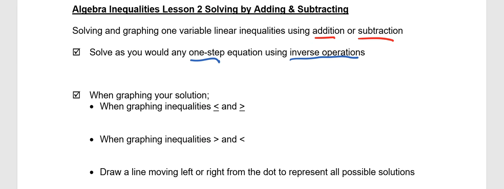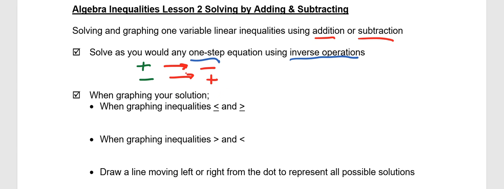So don't forget, if we have addition already, then the inverse of that is naturally subtraction. And if we have subtraction, then the inverse of that is naturally addition. They're just operations that undo each other. So we know that already, and we've done that with solving equations.